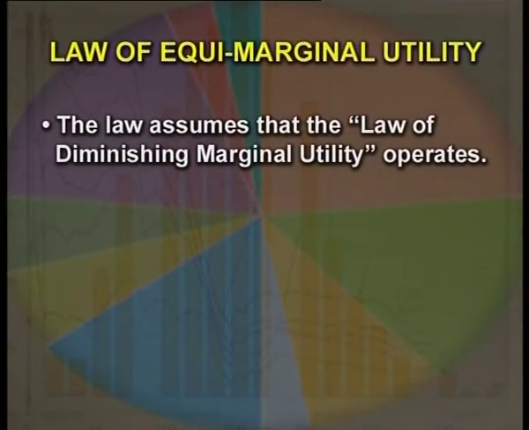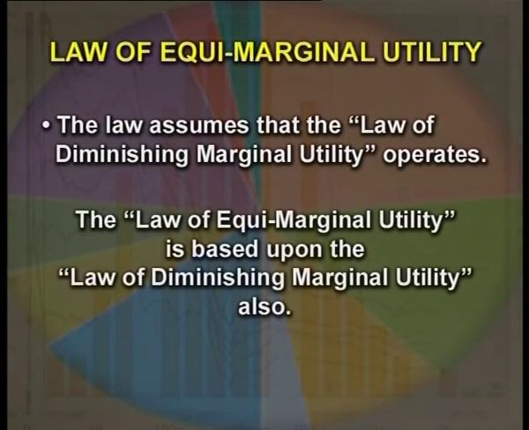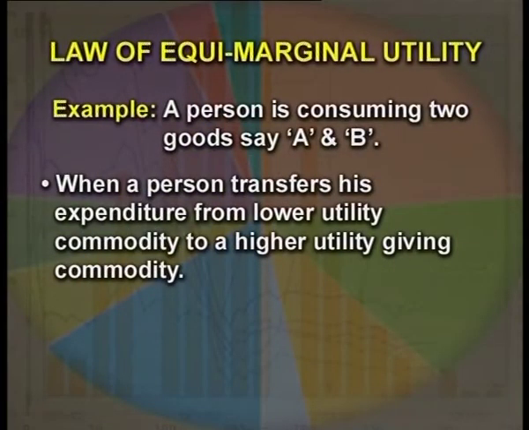So, to understand this law, we must also know that this law assumes that the law of diminishing marginal utility also operates, and therefore, we can say that the law of equimarginal utility is based upon the law of diminishing marginal utility also. This can be understood by explaining what happens when a person transfers his expenditure from a low utility commodity to a higher utility giving commodity.